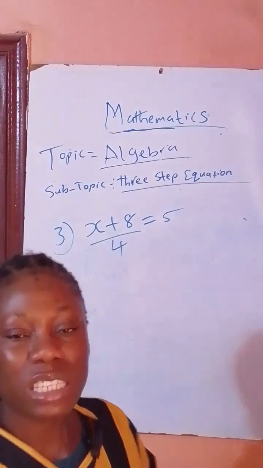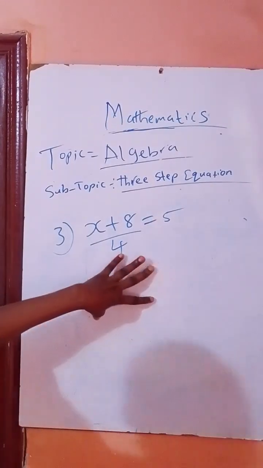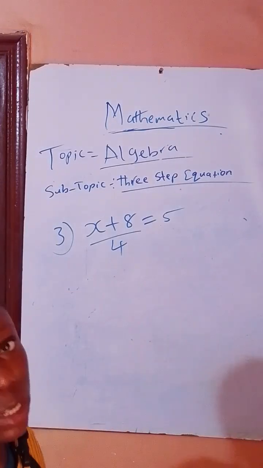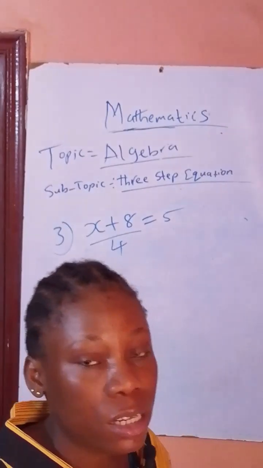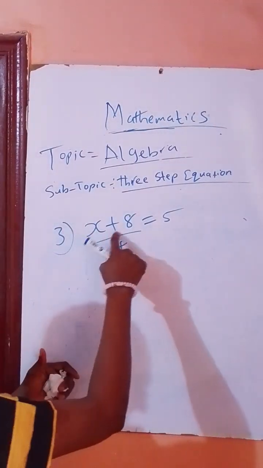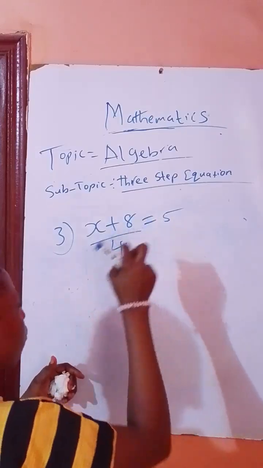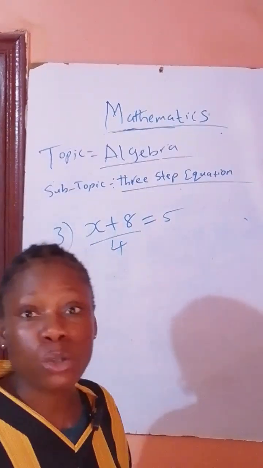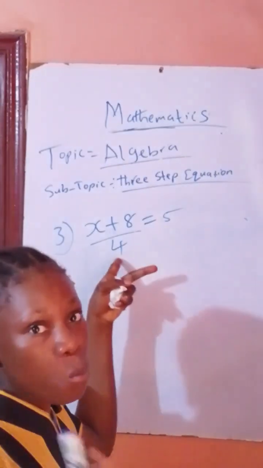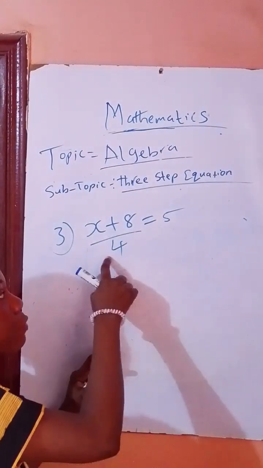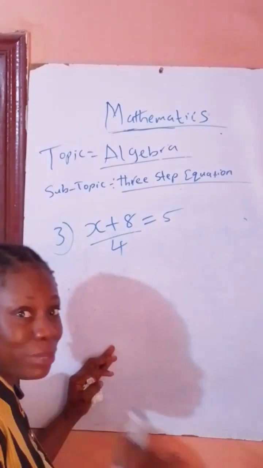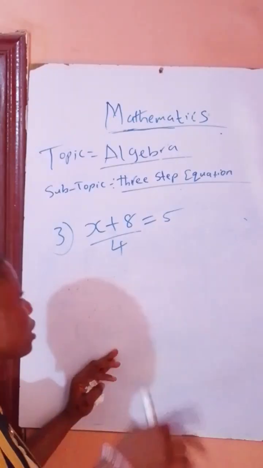This is example 3. I hope we have solved 2 questions now and you can understand the process, right? We have x plus 8 over 4 equals 5. The next thing we are going to do is multiply both sides by 4. Why? Because we want this 4, this denominator, to be out. We want to eliminate it so that we'll be left with x plus 8.